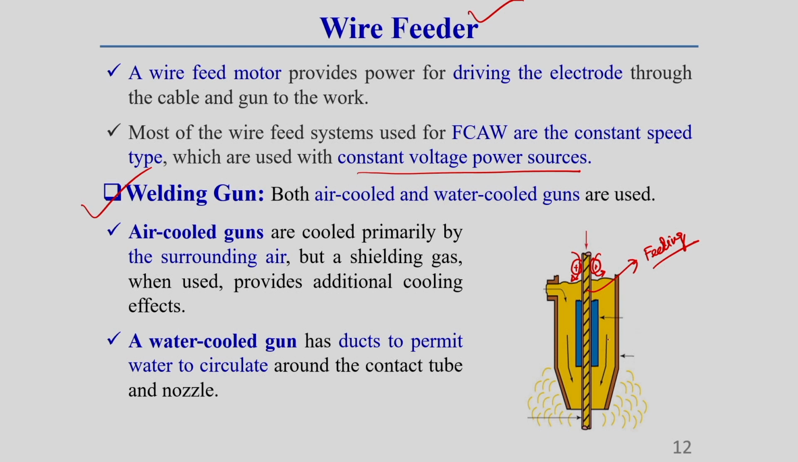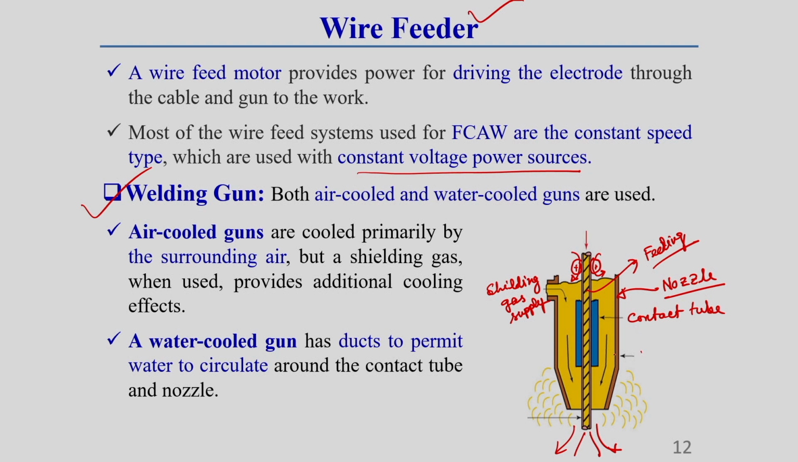The welding gun has a contact tube, you see, this is called the contact tube, and if a shielding gas is used, this is the shielding gas supply. If we use the shielding gas supply system, then a nozzle is required. This nozzle supplies shielding gas to the arc region as well as the whirlpool region, to protect the arc and whirlpool from atmospheric contamination. This is the contact tube, and this is called the nozzle.